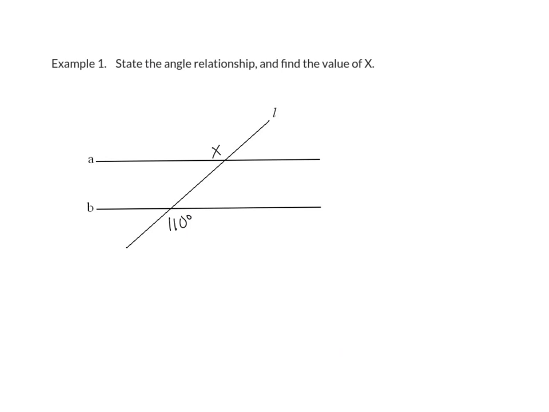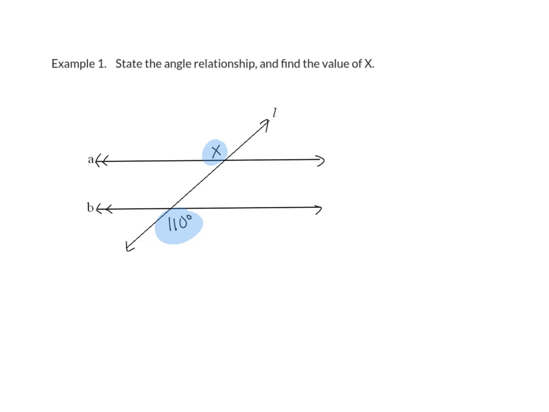Okay, example 1, what we need to do is state the angle relationship and find the value of x. So if we look at this picture, we have two parallel lines, although to be honest, I'd be a bit upset with them because they didn't have the double arrows, so I'm just going to add those in really quick. It is being cut by a transversal, and we have two angles in question. So they wrote right here that we have 110 degrees down there, and we need to find x up at the top.